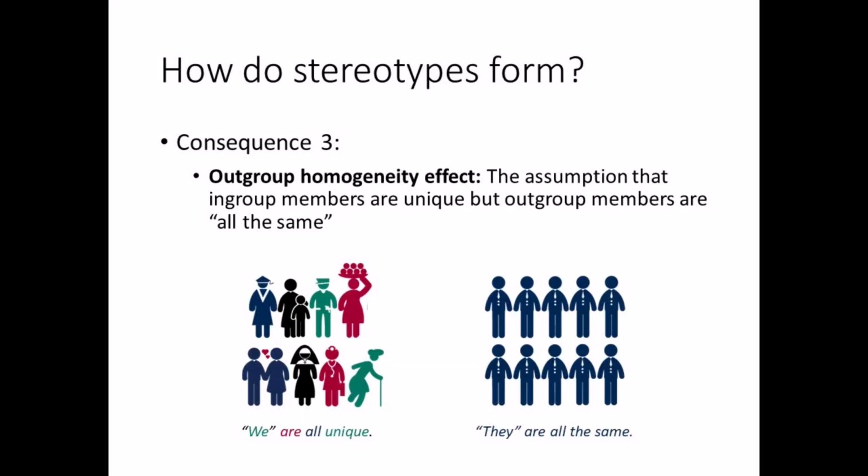Third, the outgroup homogeneity effect. Even though we recognize that our in-groups are diverse, we tend to think that the outgroup is made up of people who are similar. We assume they're all the same. Some of the reasons this effect occurs are because we are less familiar with the outgroups, and because we do not often interact with a representative sample of outgroup members.